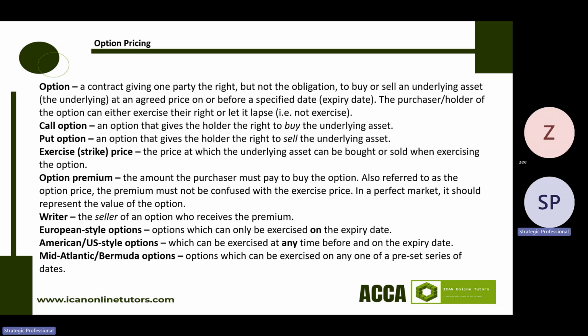What is exercise or strike price? The price at which the underlying assets can be bought or sold when exercising the option. So that's the price. The strike price is the price at which the underlying assets can be bought or sold when you are exercising the option. What is now option premium? Like I said before, the amount the purchaser must pay to buy the option. So that's the embedded cost, also referred to as the option price.